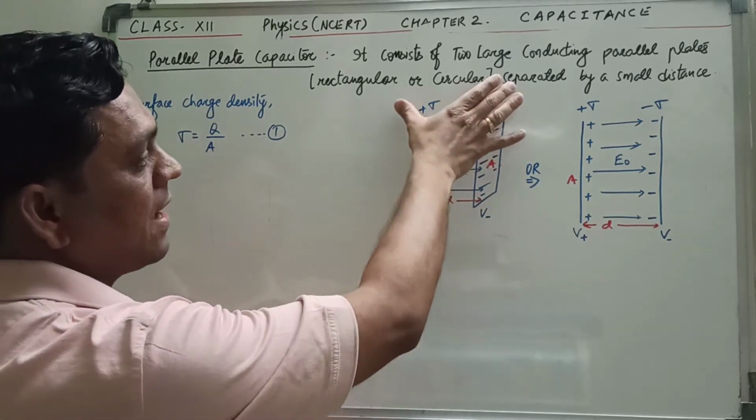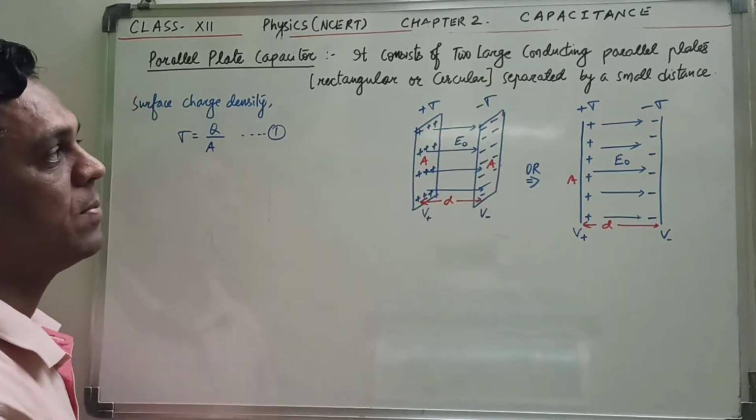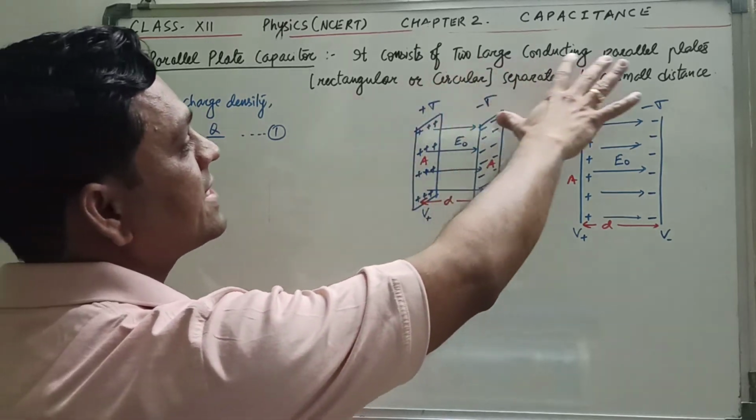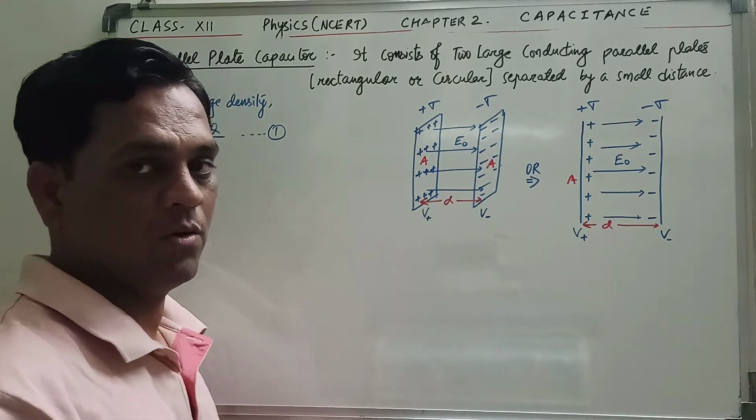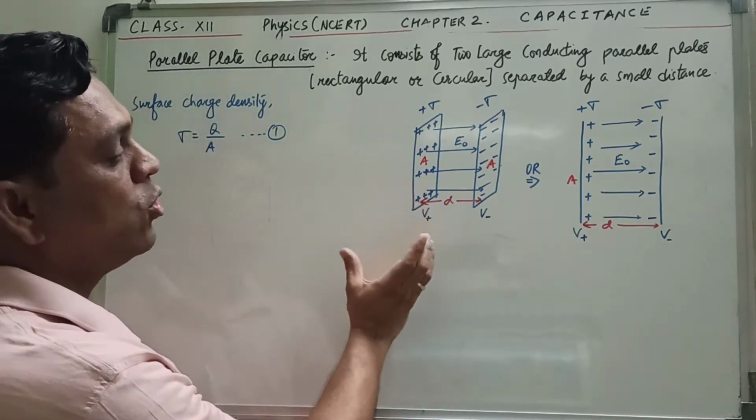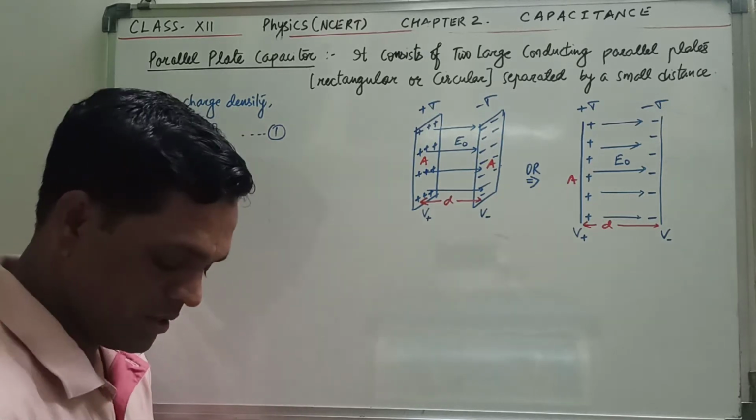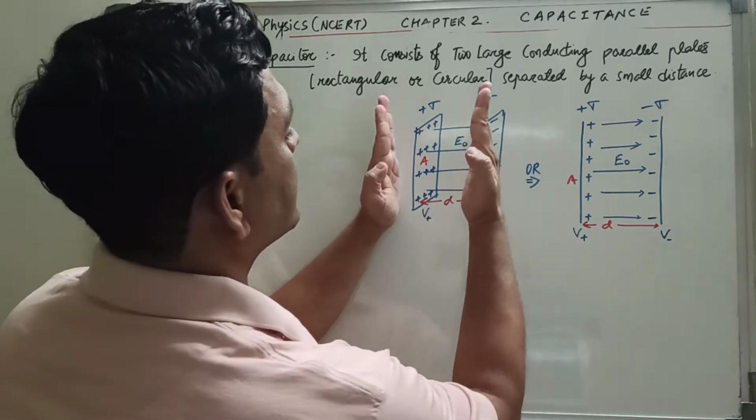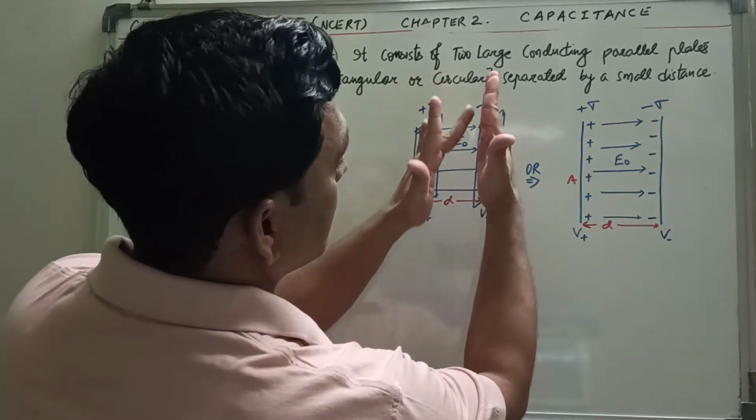Here these conducting plates have to be very large. I will tell you what the meaning of large is. These conducting plates can be rectangular or circular as well. I have shown these two plates here. This capacitor basically consists of, suppose this is one of the plates, this will be the case of the capacitor. This is plus charge, here will be minus charge.